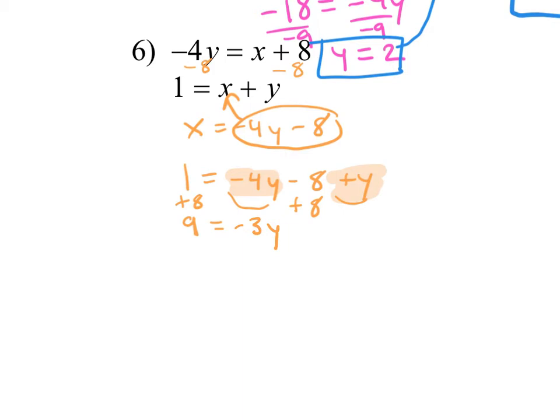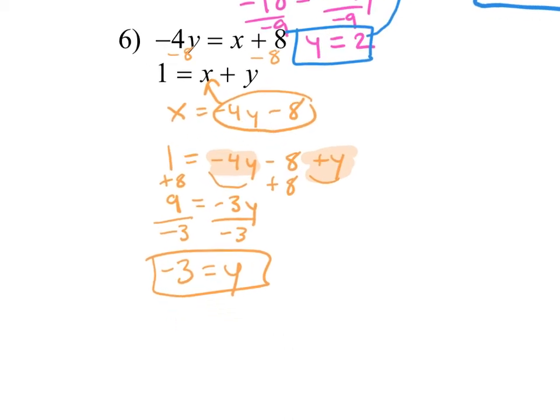Now what do we do? Divide by negative 3. So it's 9 divided by negative 3, which is negative 3. Perfect. Negative 3 is equal to y. Are we done?